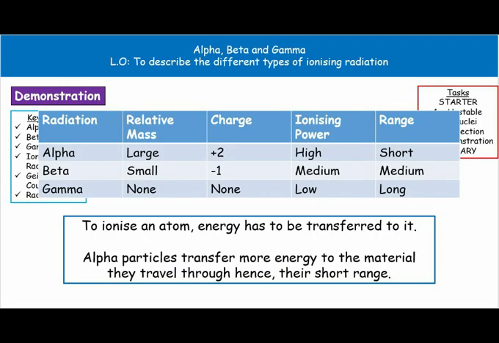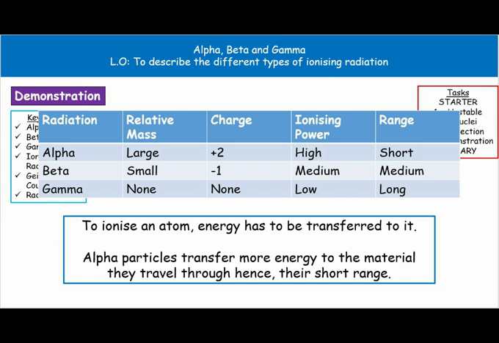What I've got for you here is a table that just summarizes some key bits of information about the alpha, beta and gamma radiation for you. So we've got the relative mass, their charge, their ionizing power and their range. So if we look at alpha first of all, then this is actually quite a large mass particle. Remember what we said at the beginning, this is a helium atom, the nucleus of one. So what we can see is this is going to have a relatively large mass. Now the charge on it, as we established at the very beginning, is +2.